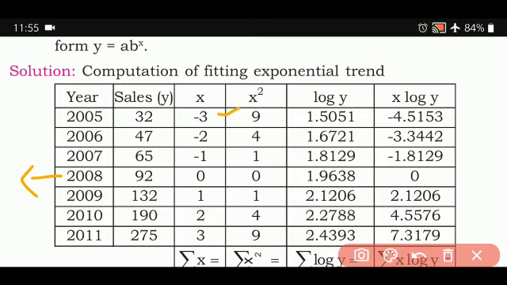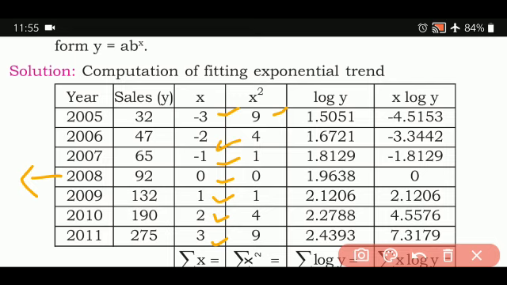2006 minus 2008 is -2. Then 2007 minus 2008 is -1. 2008 minus 2008 becomes 0. Then this becomes 1, 2 and 3. Then same thing, you want x square. X square becomes 9. -3 into -3 is 9.